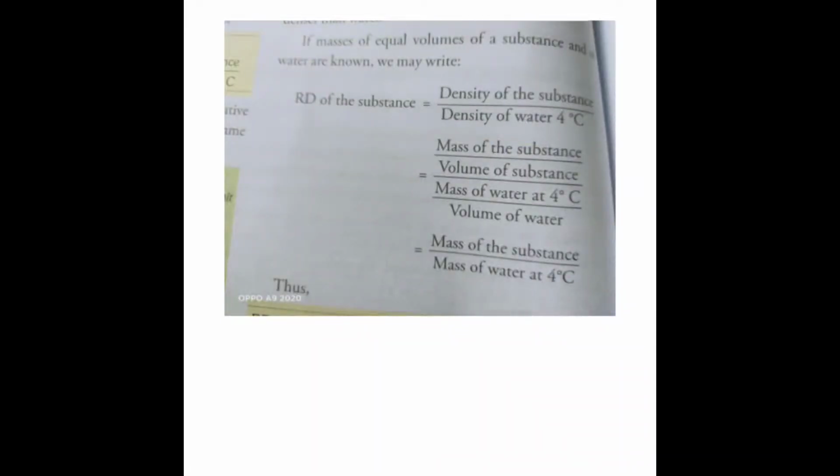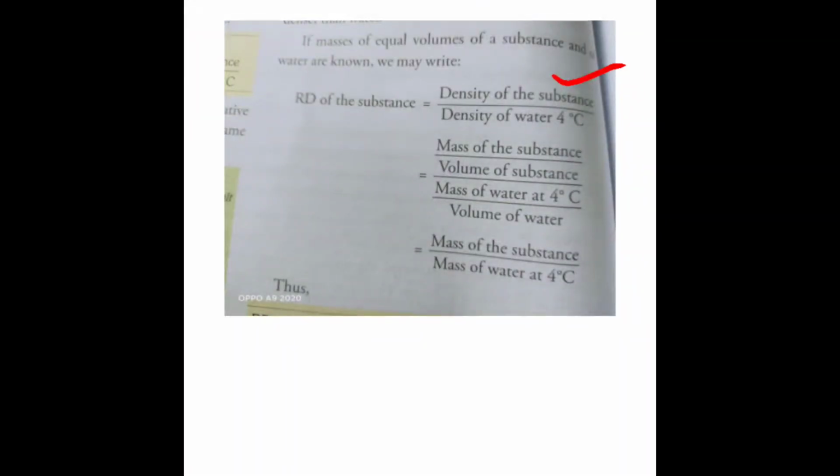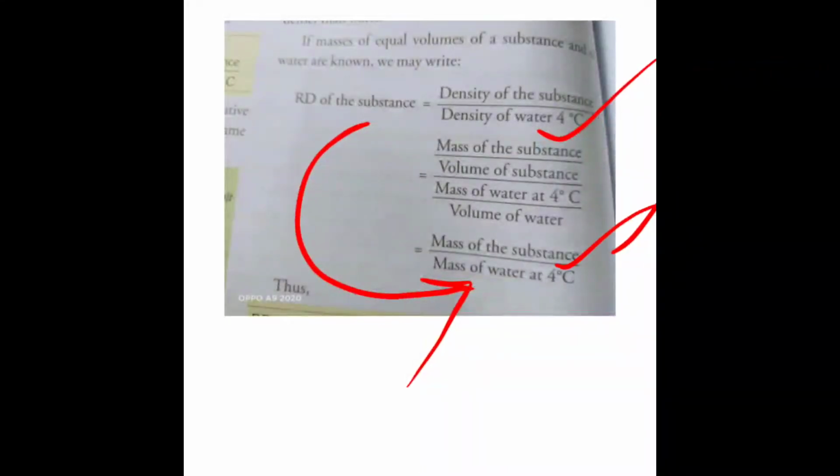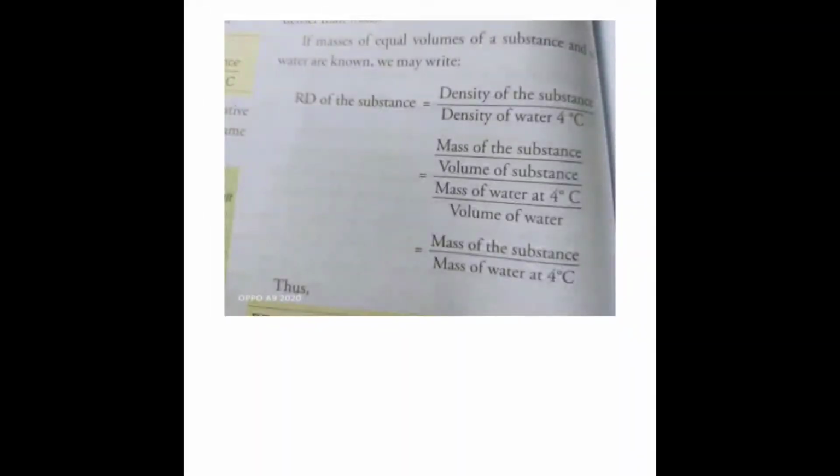So you see the formula, the density of a substance is mass by volume. Similarly, the density of water at 4 degrees Celsius is the mass of water at 4 degrees Celsius by the volume of water. As the volume of the substance and the volume of water remain the same, both get cancelled. So we get the mass of the substance by the mass of water at 4 degrees Celsius. So this is another formula. We can write the density of the substance to the density of water at 4 degrees Celsius, or we can write the mass of the substance by the mass of water at 4 degrees Celsius. Both mean the same.